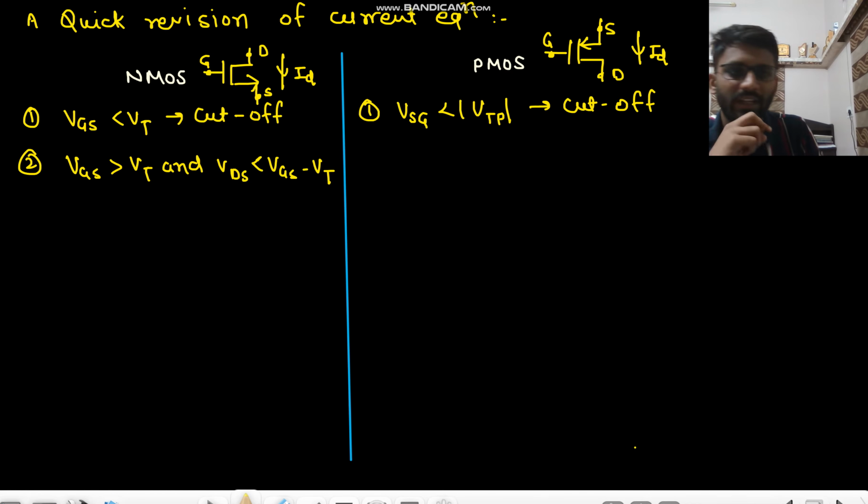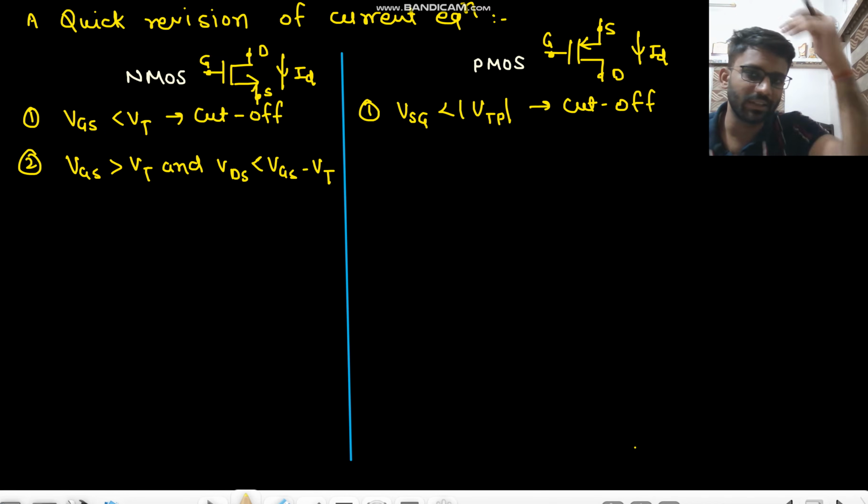Hello everyone. Before starting the problem series, we will have a look at the MOSFET current equation. Just a quick revision. This is NMOS, this is the PMOS. You know the symbol. This is gate, this is drain, this is source. Drain is at higher potential, source is at lower potential. The direction of current is from drain to source.